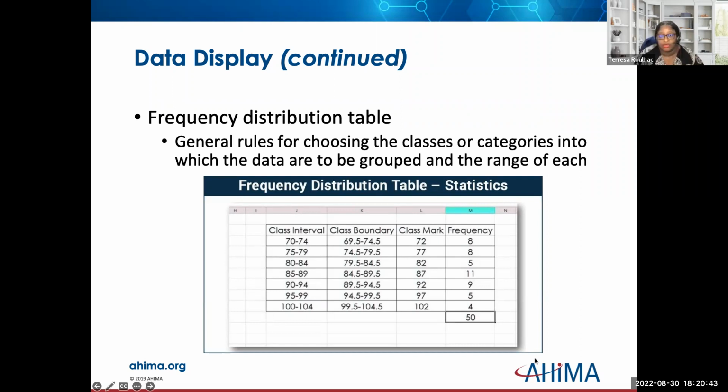Here, the general rule is choosing the class or category in which the data is going to be grouped and the range of each. Now, you do not use fewer than 5 or more than 15 categories because you don't want it to be too big. The categories need to be defined. Categories should be mutually exclusive, where each observation is grouped in one category and only that category. And when possible, make the classes cover equal ranges or intervals of values.